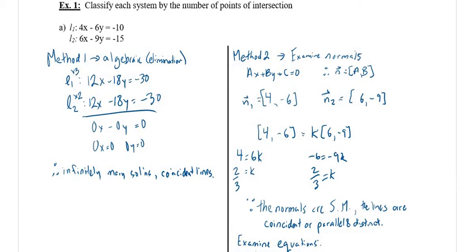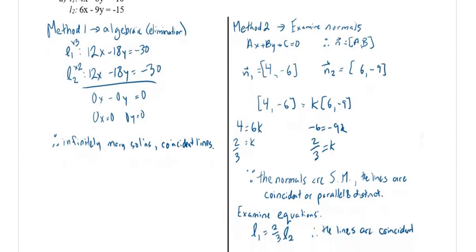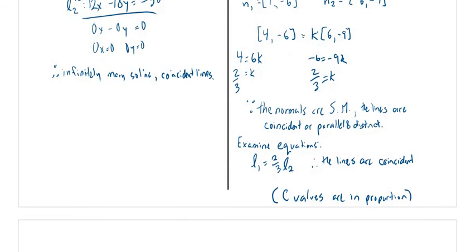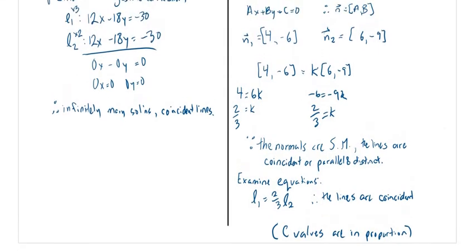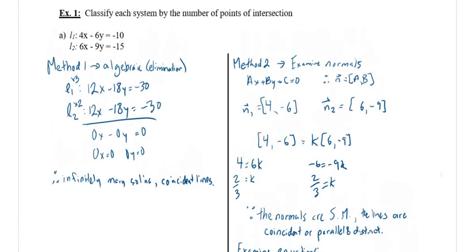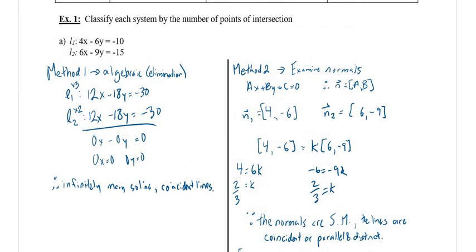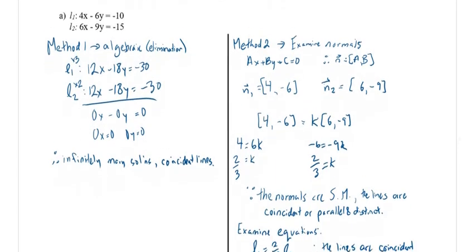So in this case, we know that the normals are scalar multiples and the lines have to be coincident or parallel and distinct. So now we just need to determine which one it is. We're going to look at the equations now. We know that when we multiply them out we get the same a and b values, so everything's in proportion. We just need to show mathematically that our c values are in proportion as well.